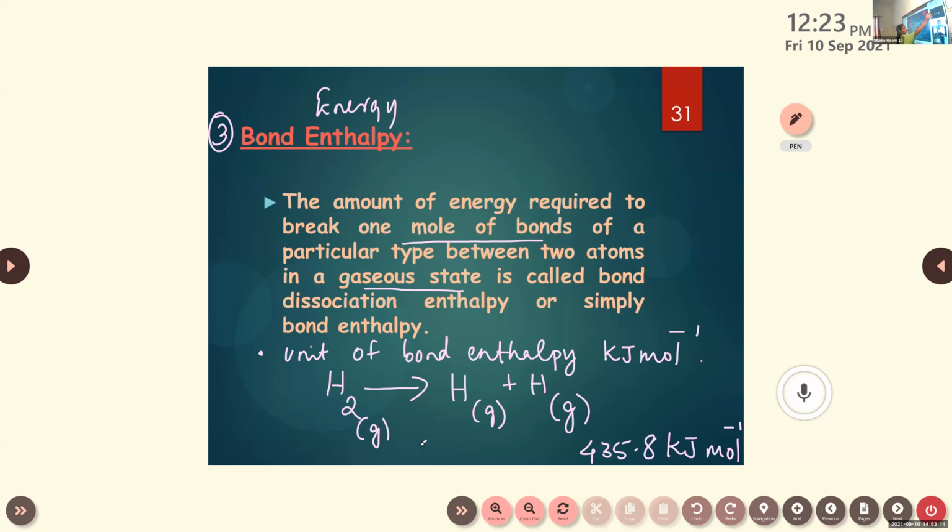If the bond between two atoms is very much stronger, it has high energy, which means high bond enthalpy should be needed to break that bond. The bond between two atoms will be very much stronger, so high energy should be supplied for that molecule to dissociate into two atoms in gaseous state.